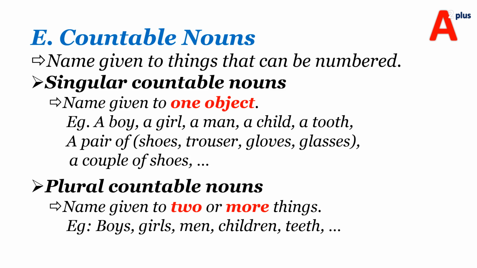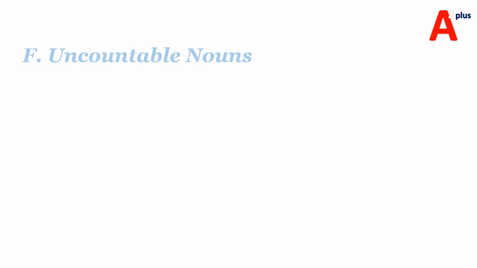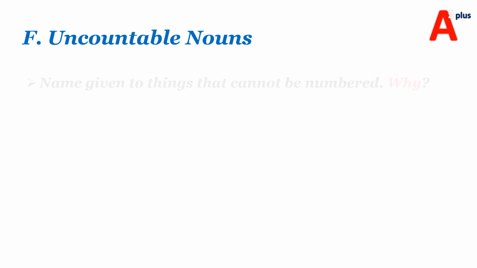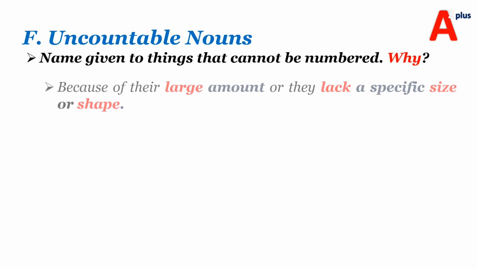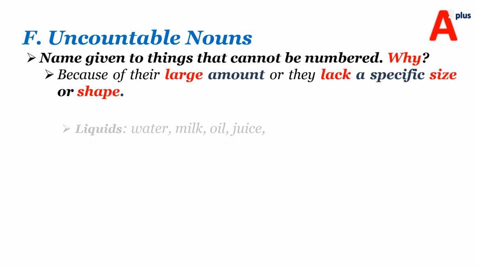Uncountable noun is a name given to things that cannot be numbered. Why can they not be numbered? Because, one, they have a large amount. The second one is they lack a specific size or shape.